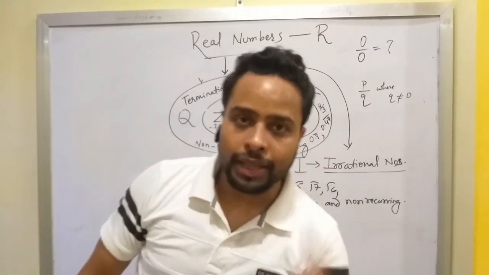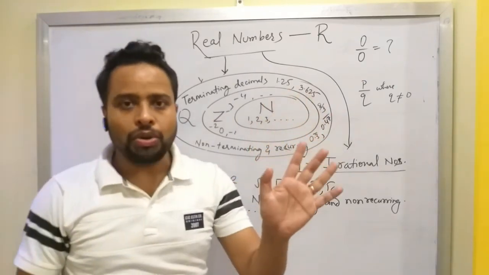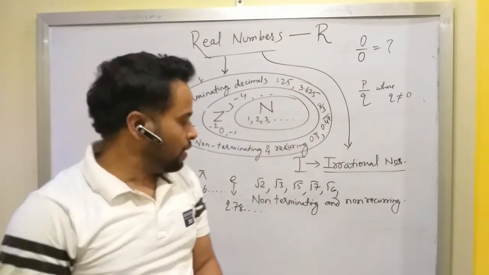What are they? They are real numbers. Why are they real numbers? Because all the numbers you know are real numbers.